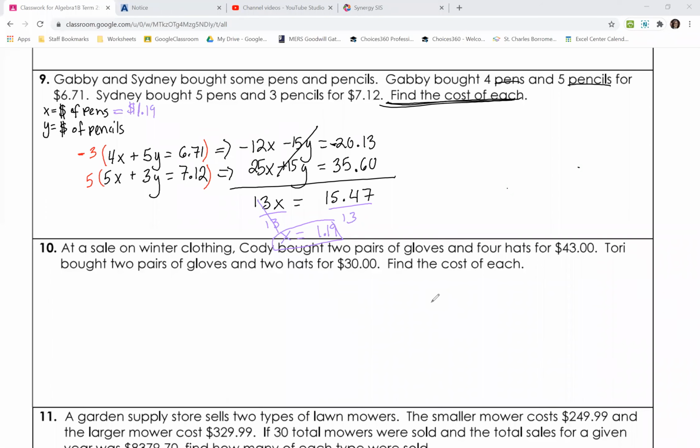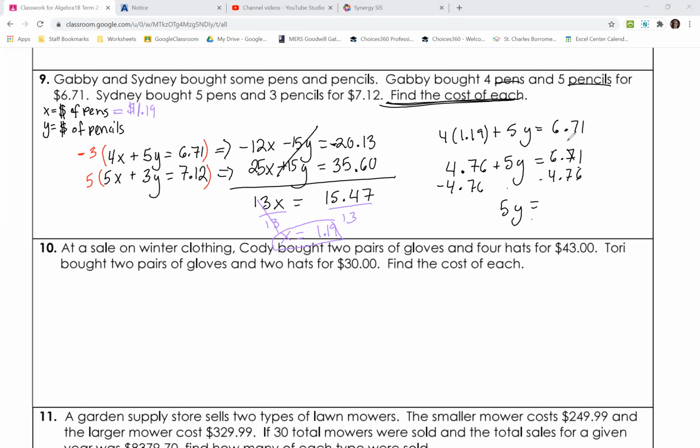So now let's plug our x back into one of our original equations. So I have 4, instead of x, I'll write $1.19, plus 5y equals $6.71. So this is going to give me $4.76 plus 5y equals $6.71. I'm going to subtract $4.76 from both sides. Okay. And I'll end up left with 5y equals, let's see.